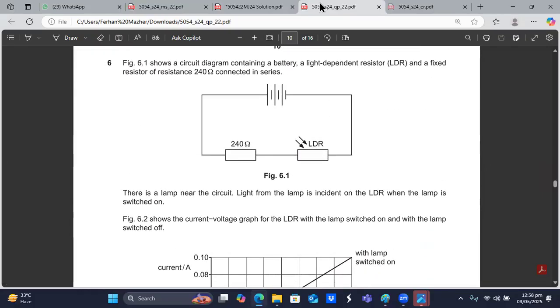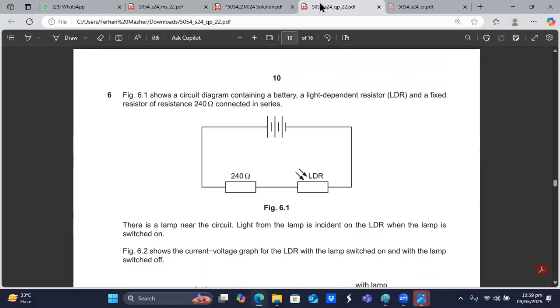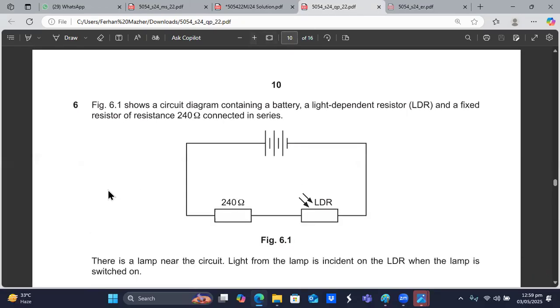Okay, so we are going to the next question, and that is question number 6. Figure 6.1 shows a circuit diagram containing a battery, a light-dependent resistor, and a fixed resistor of resistance 240 ohm connected in series. So we have here the light-dependent resistor. We also have here a fixed resistor, and that fixed resistor's resistance is 240 ohm. There is a lamp near the circuit. Light from the lamp is incident on the LDR when the lamp is switched on. So here somewhere we have a lamp, and when it's switched on, its light will fall on the LDR.